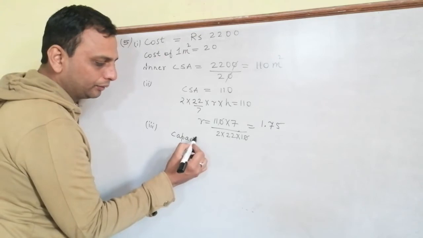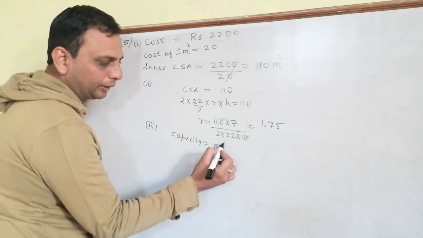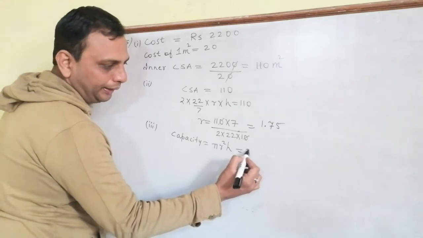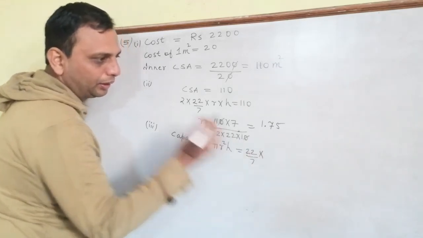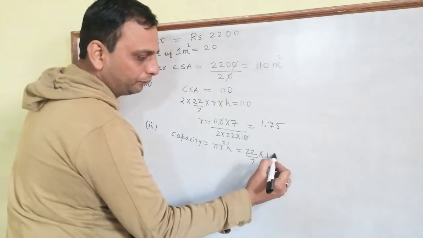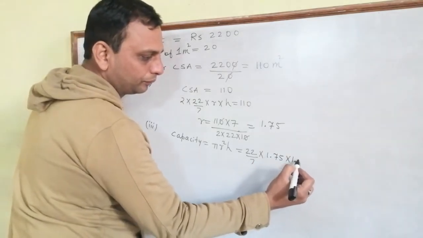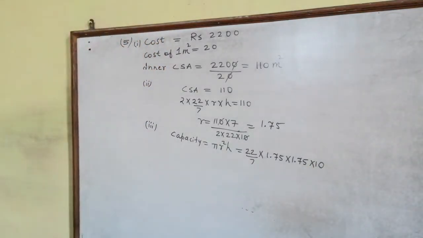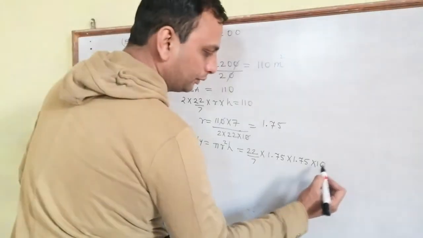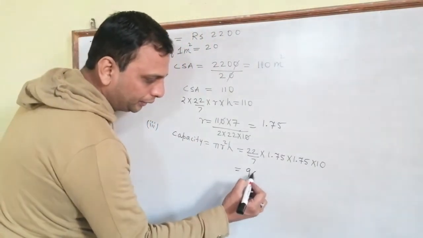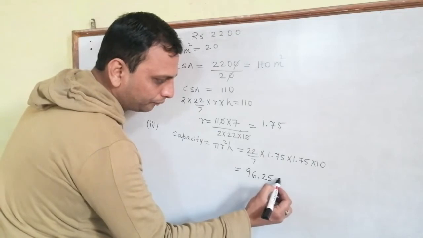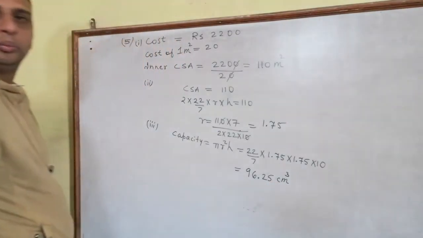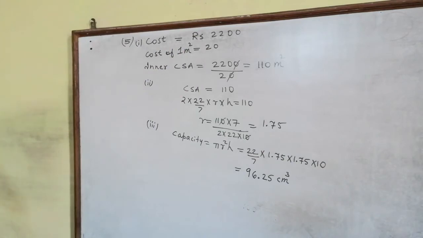Capacity of the cylinder is pi r square h, which is the formula. Pi 22/7, r is 1.75, h is 10. On calculation you will get this answer, 96.25 meter cube is the answer for the fifth question. This completes question number 5.